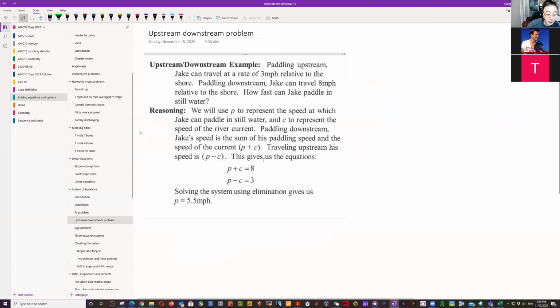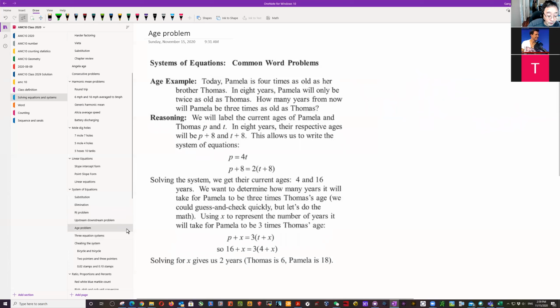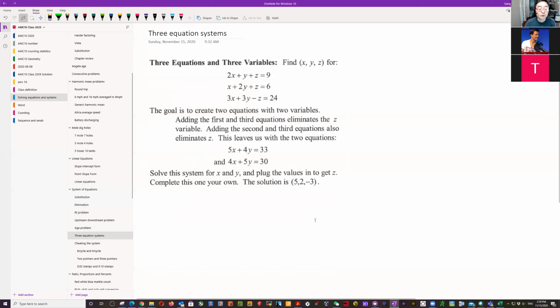This is the up-down stream problem, and it's also an easy problem. A lot of times they have age problems, which are also fairly easy. Then I'm going to show 3 equations with 3 variables. It's very much the same. First you have to decide which variable to eliminate, to reduce this to a 2 variable system.